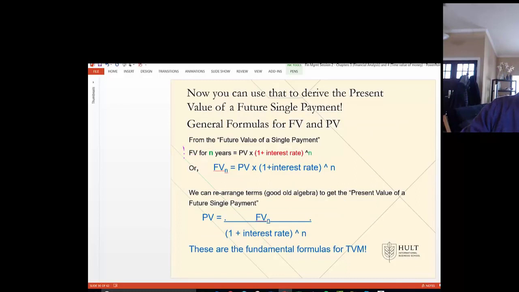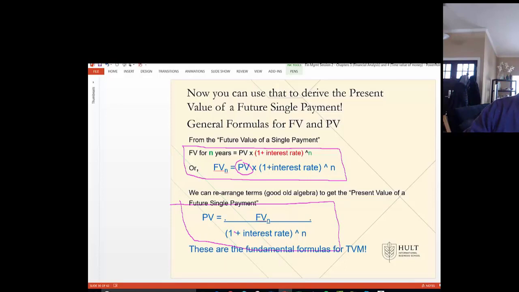Since we know this formula, we can then say, and notice that in the algebraic equation, we could solve for PV. So if we simply solve for PV, we end up with identical terms but reordered somewhat, such that the present value is equal to the future value divided by 1 plus the interest rate to the n power. It shouldn't be too scary because this formula is derived from the one we just figured out previously. So these are the two core formulas in time value of money.